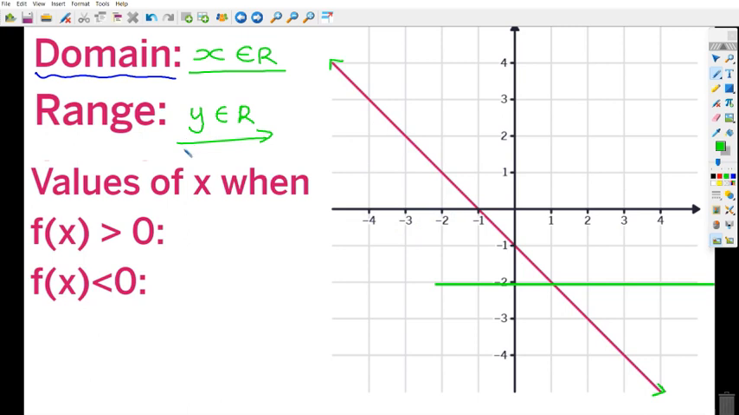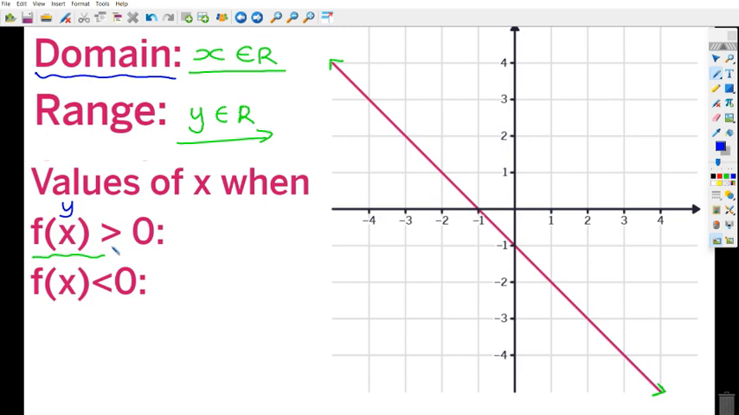Alright. Now, the values of x when f of x is greater than 0. So let's just understand what that means quickly. If I'm talking about f of x, what does this mean actually? It's just a fancy way of saying y. So what they're asking me is where are the y values for this graph greater than 0.